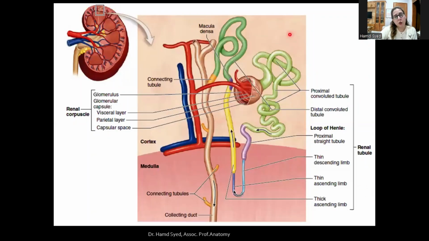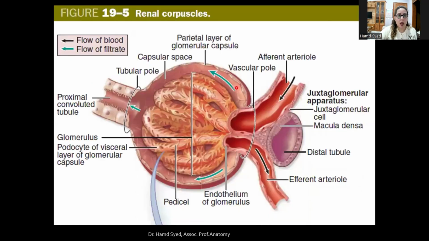So let's see the location of the JG apparatus. If you remember, I showed you this diagram before. This is the nephron, and these are the different parts of the nephron. This here is the location of the JG apparatus, which consists of a part of the distal convoluted tubule and the afferent arteriole.